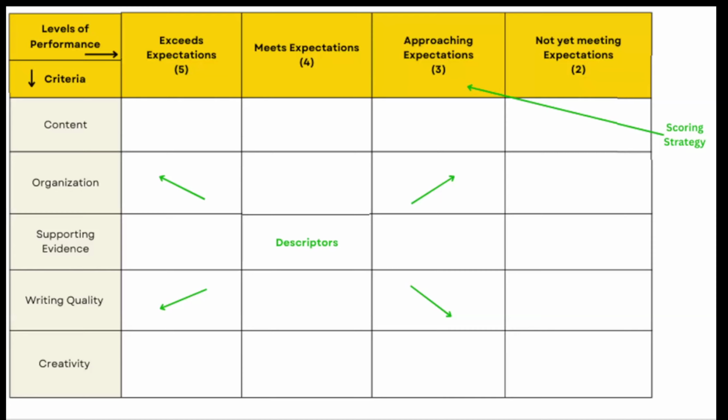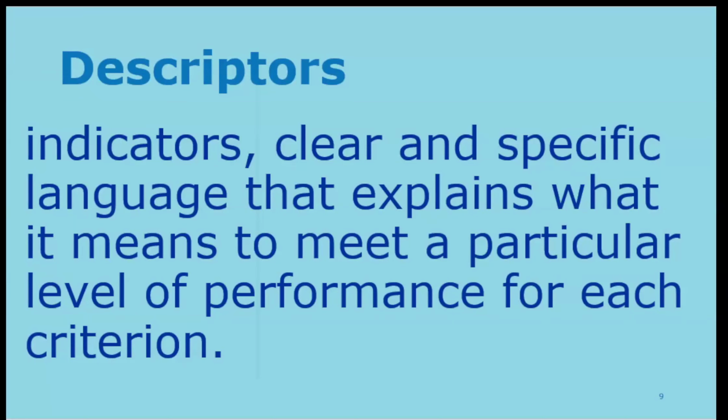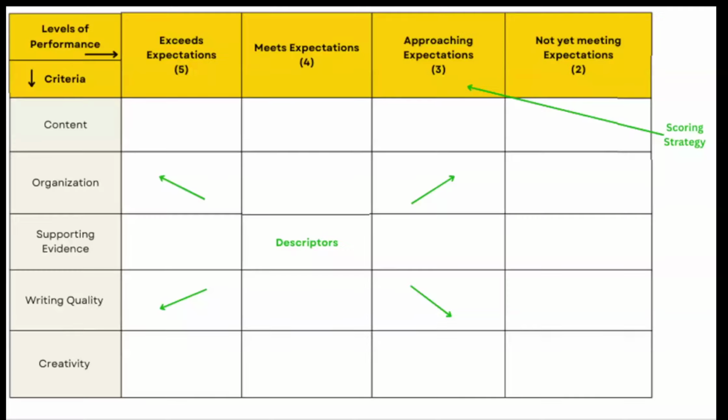One of the key things I like is the idea of the descriptors, which sit in the middle. The descriptors provide clear and specific language that explains what it means to meet a particular level of performance for each of the criteria. Writing them clearly is so important, because it's not only guiding you, the grader, it's also guiding the student to see, hey, this is how I'm going to meet it. They wouldn't question that. So the descriptors are very important. And again, I particularly like the idea of being transparent. When you are clear with your students, this is an important component that we really want to ensure.